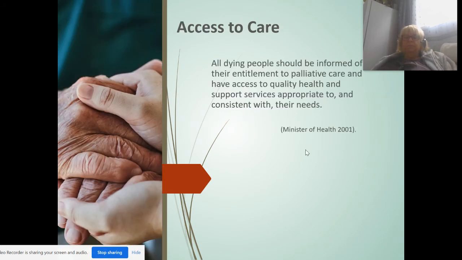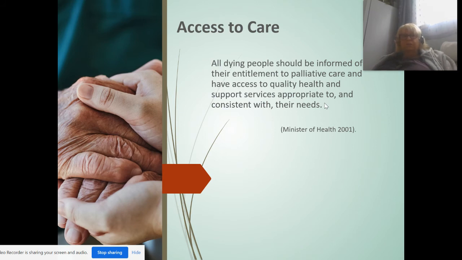All dying people should be informed of their entitlement to palliative care and have access to quality health and support services appropriate to and consistent with their needs. So, you need to know that some people out there don't actually know that they're entitled to palliative care and that they're entitled to have specialist care within the New Zealand community, and it's got to be appropriate and consistent with their needs. So they may have special cultural needs or they may have special religious needs, and the service has to be appropriate to that.